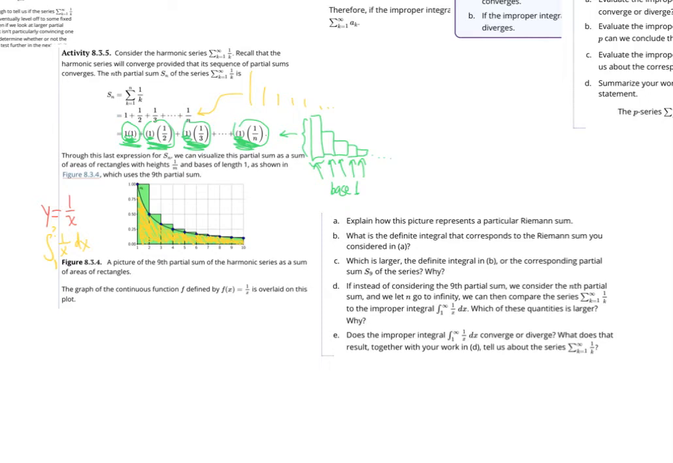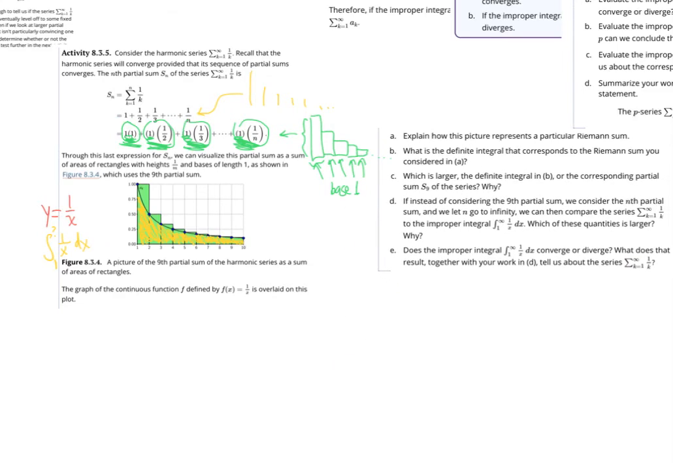So then the question is, does the improper integral from 1 to infinity of 1 over x dx converge or diverge? Let's work out that integral right now, just as a little review of improper integrals. So we have the integral from 1 to infinity of 1 over x dx. We set it up as a limit as b goes to infinity of the integral from 1 to b of 1 over x dx.